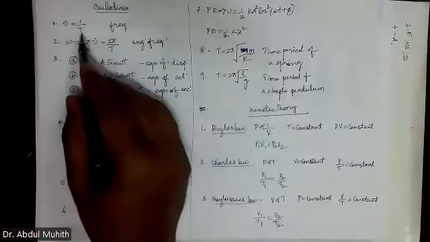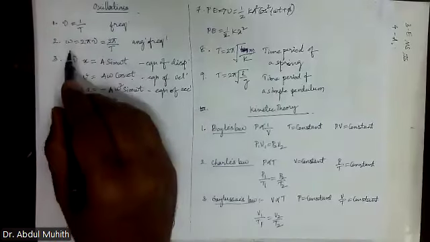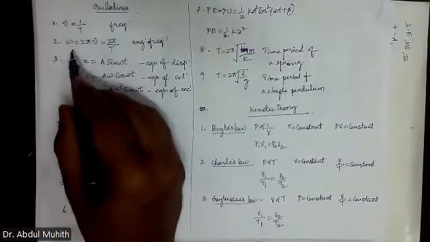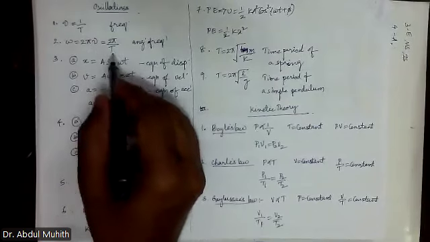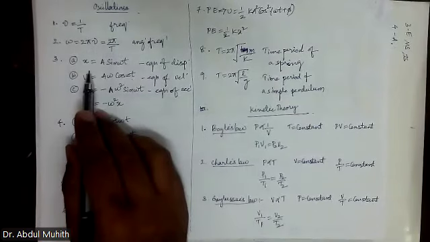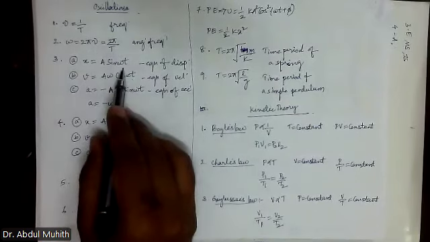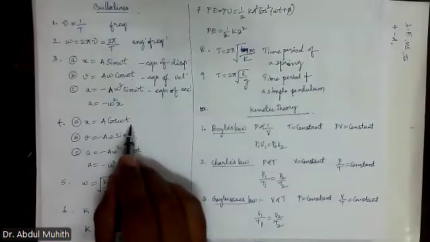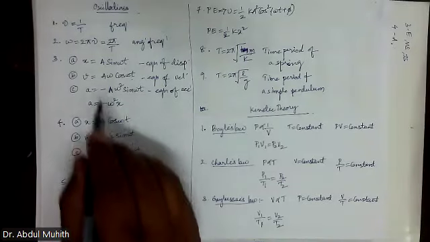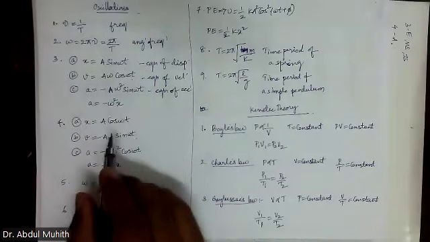Nu is equal to 1 by T. This is the frequency, and T is the time period. Omega here is the angular frequency, that is equal to 2 pi nu or 2 pi by T. And here we have the equation of displacement. If you are taking the equation of displacement, you can start either with a sin omega t or with a cos omega t.